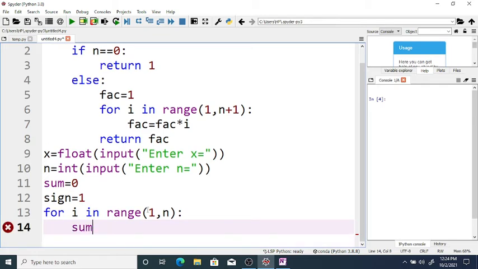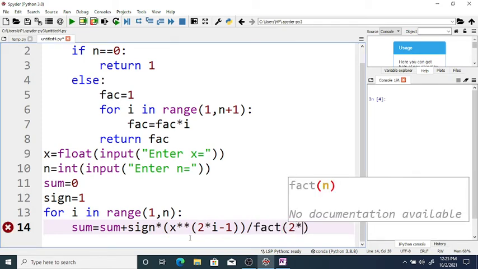sum is equal to sum plus, now we want to multiply by sign, it is alternate positive and negative sign, star, then x raised to 2i minus 1, divided by, whole this term is divided by, we are taking one more bracket, x raised to 2i minus 1, this whole divided by factorial of 2 star i minus 1.